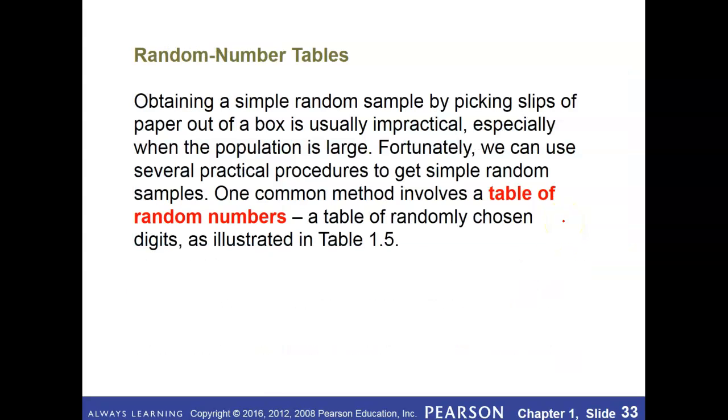All right, so let's take a look at this example. You want to obtain a simple random sample, so you do it by picking slips of paper out of a box. That's usually impractical, especially when a population is large. So let's say I want to just pick a random student here at Homestead High School. I could put everybody's name on a piece of paper, put it in a basket or something, mix it all up, and then pick one. That would be an example of a simple random sample. But this is not practical because it would take a lot of time to get everybody's name on a piece of paper. So there's other common methods, and one of those methods involves a table of random numbers.